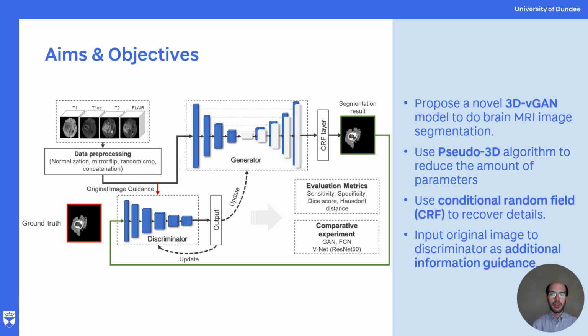Our model, we call it 3D VGAN, and the key components are using 3D input, which allows to improve the accuracy by exploiting the correlation between contiguous slices, using pseudo 3D convolutional layer instead of full 3D convolutional layer. This allows to reduce the computational need during training, and then the use of conditional random field to enhance the details in the label.